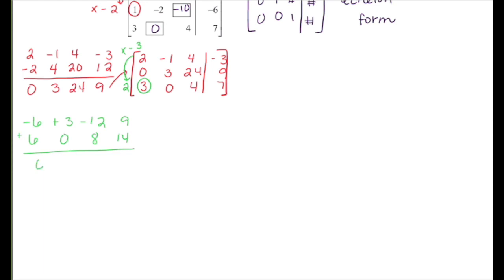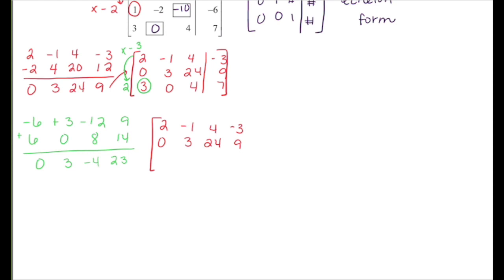Adding together, we have 0, 3, -4, and 23. Our top row stays the same. Our middle row we hadn't touched.